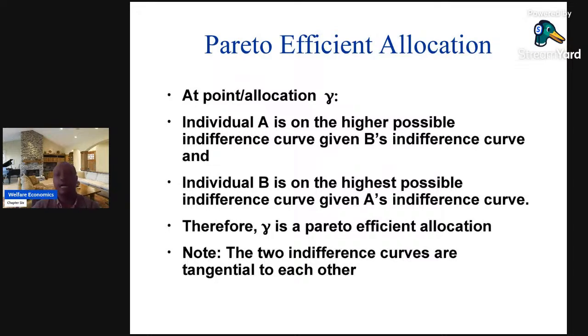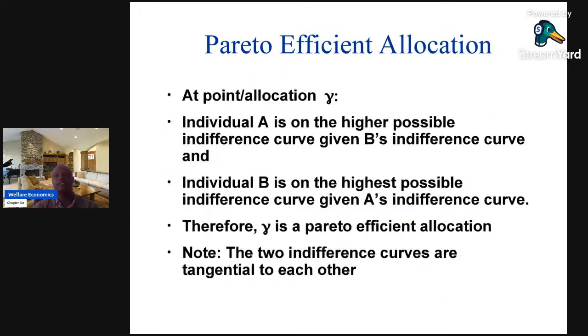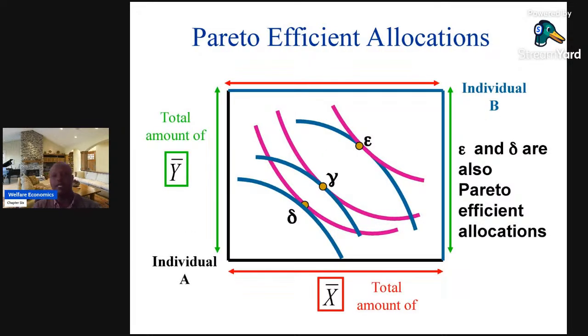B is also at the highest possible indifference curve at gamma. At gamma point, it is said to be a Pareto efficient allocation. Every individual is at a higher indifference curve given the other individual's indifference curve. At gamma, and also at sigma and E, all these points, sigma, gamma, and E, are Pareto efficient.